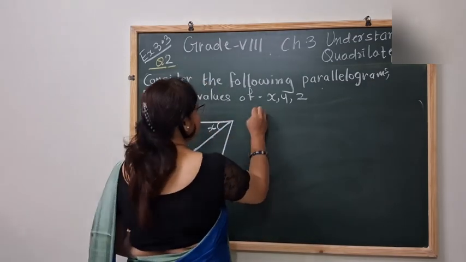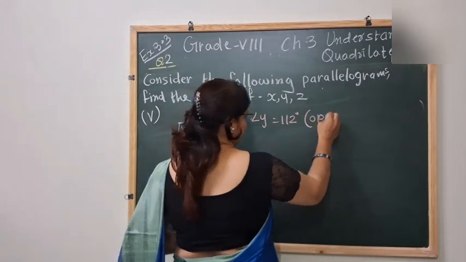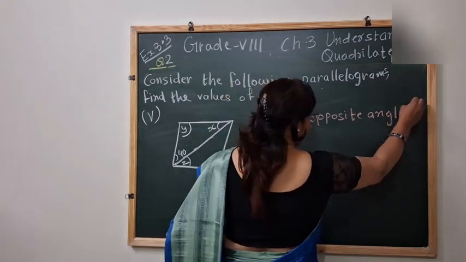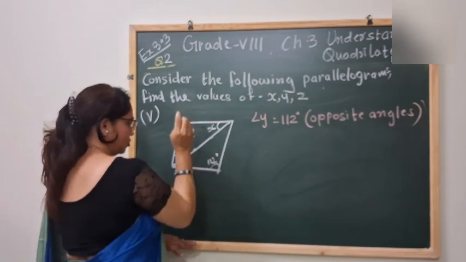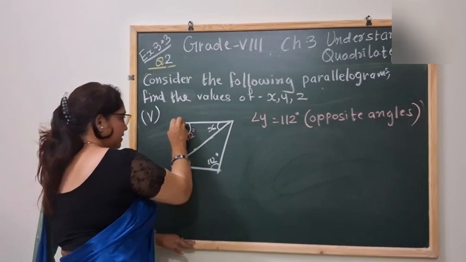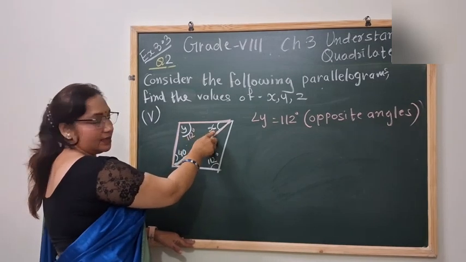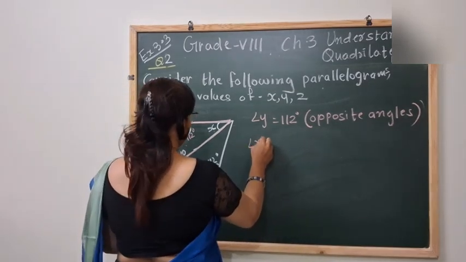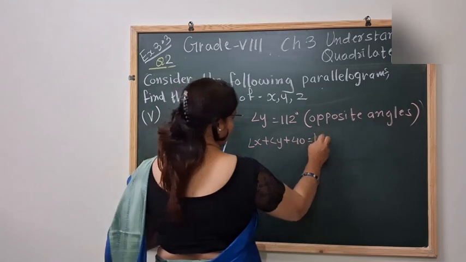Angle y is equal to 112 degrees, opposite angles in a parallelogram are equal. Now we have got this also as 112. So now if I want to find x, can I just take this one triangle? In this triangle I have two angles, one is missing, and the sum of the angles of a triangle is always 180. So here I can write angle x plus angle y plus 40 is equal to 180.